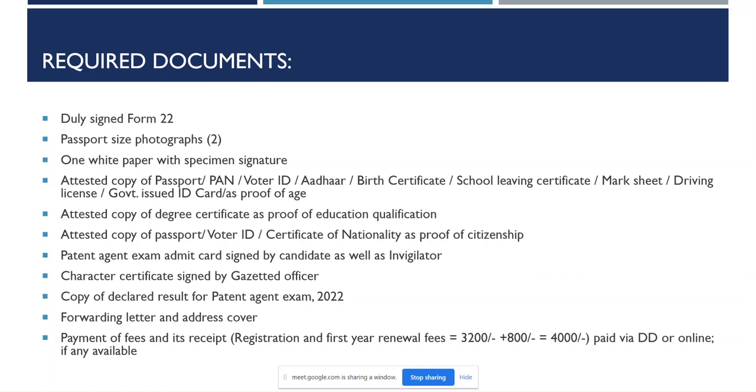At this stage we have to pay two fees. First is the registration fee, and second is the first renewal fee. For the registration under Form 22 you have to pay 3200, and for the first year renewal it is 800. Every year we have to pay 800 rupees as a renewal fee. So in total 4000 rupees we have to pay by online mode or DD.